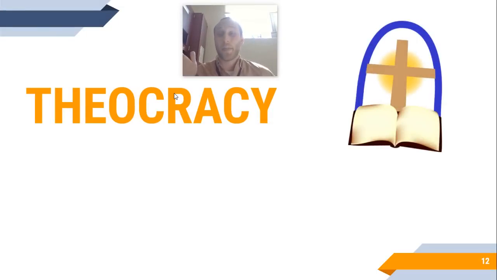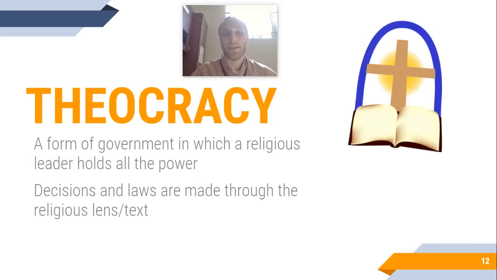Now, let's move into theocracy, which is probably the one that you've never learned about before. Over on the right here, you see an example of a holy book, right? So that's because theocracies are governments that have religious leaders that have all the power, right? So governments that are led by religion, religious leaders, religious books, and all decisions are made through that religious text or religious lens, and it's called a theocracy.